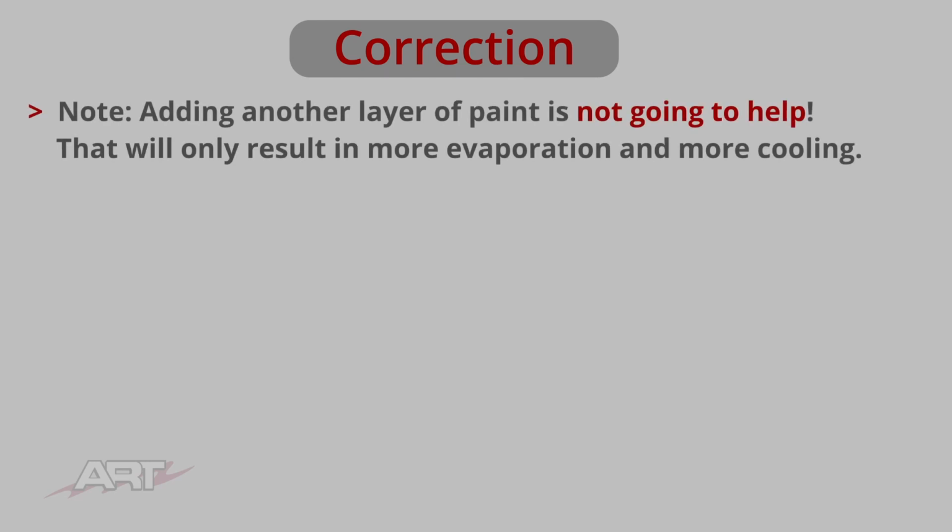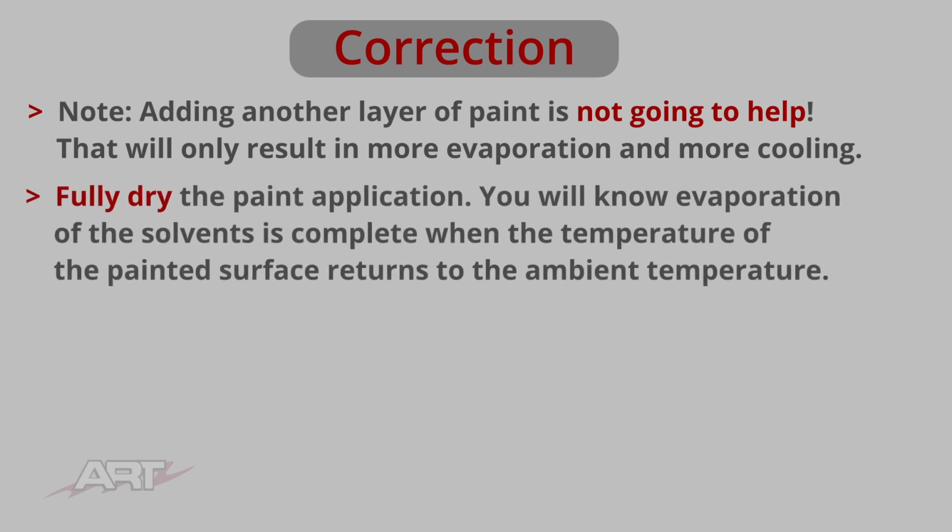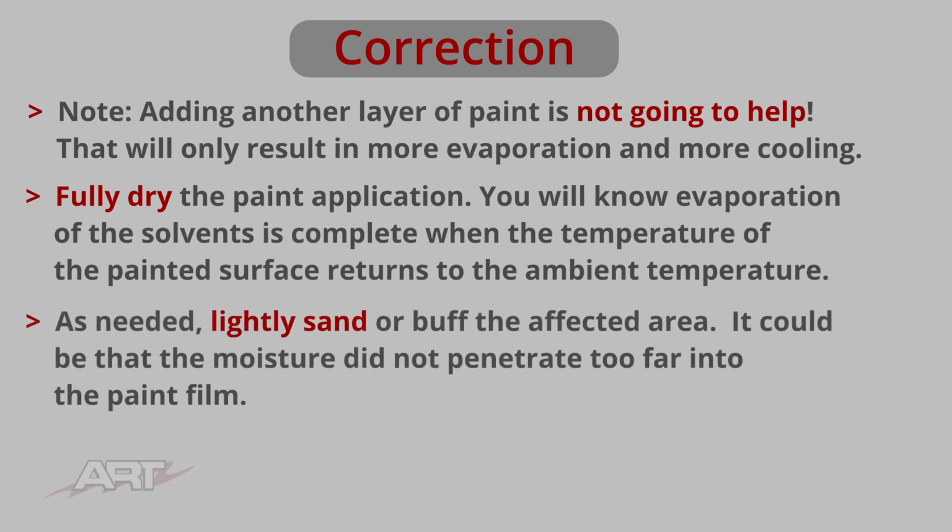So as we're thinking about correcting a paint blush situation, we have to mention that adding another layer of paint is not going to help. That will only result in more evaporation and more cooling. Of course, we know that. So instead, it's necessary to fully dry our paint application. You will know that the evaporation of the solvents is complete when the temperature of the painted surface returns to the ambient temperature. Once the paint is dry or cured, as needed, you can lightly sand or buff the affected surface.